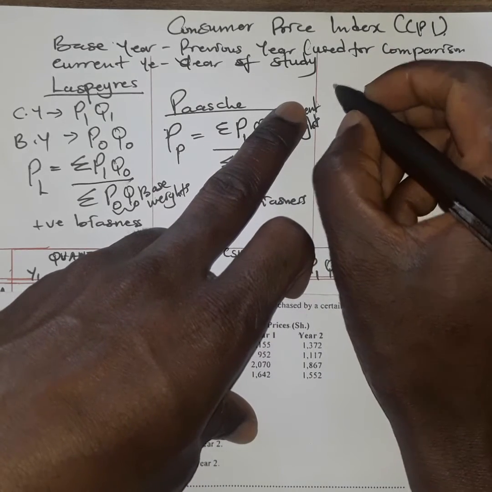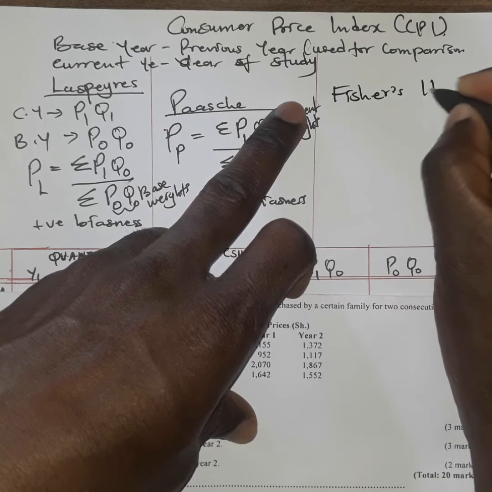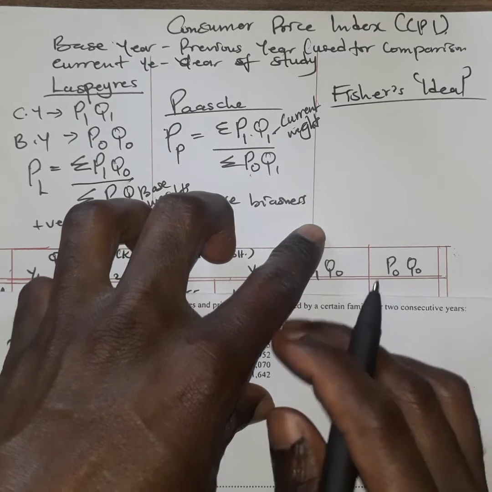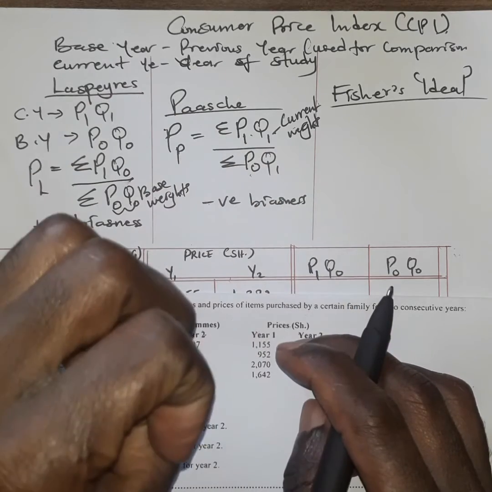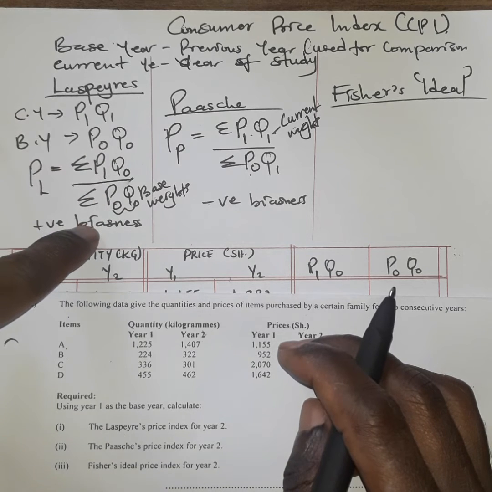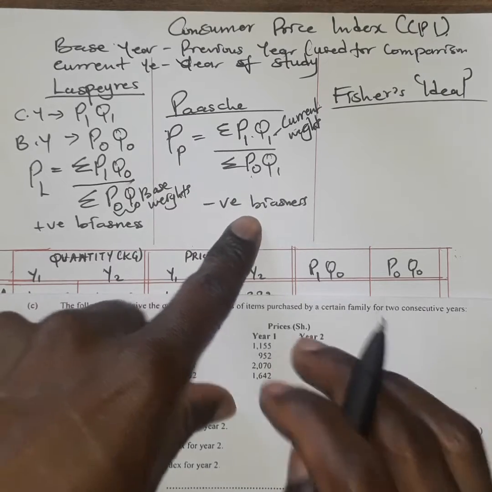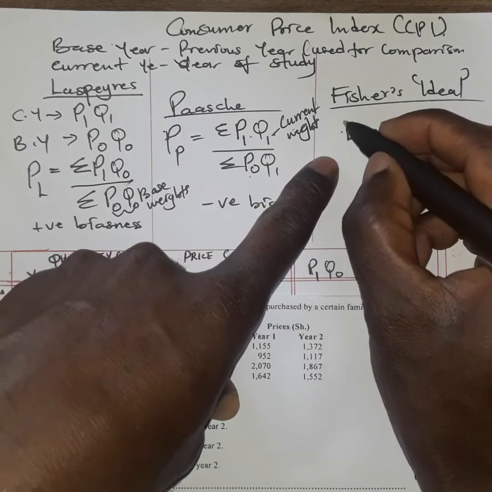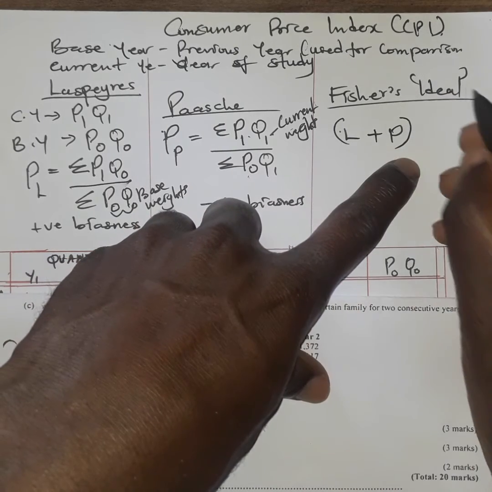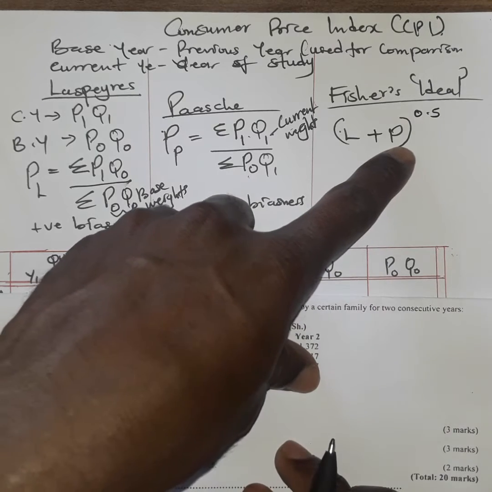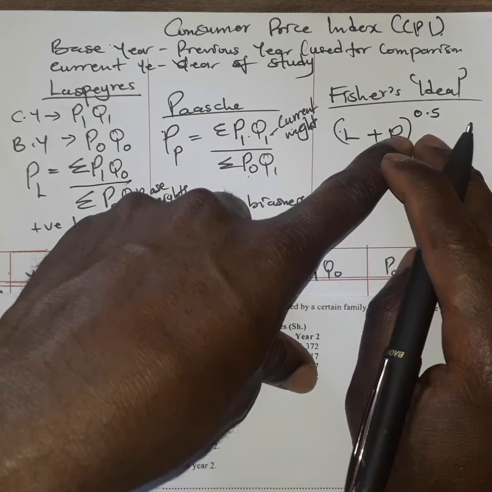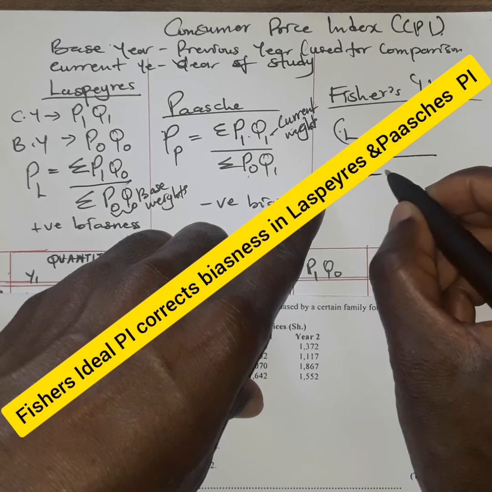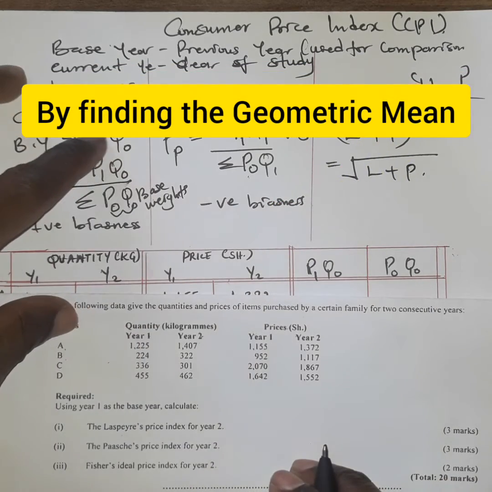Then we go to the last method, which is Fisher's ideal. The reason it is called Fisher's ideal is because this particular price index measures the price level of goods over a period of time. It tries to correct the positivity bias and the negativity bias in these formulas. In other words, it combines the Laspeyres and the Paasche price indices by finding the geometric mean, raising the product to the power of 0.5, which is essentially equivalent to getting the square root of L times P. By that, we have the ideal formula for Fisher's ideal price index.